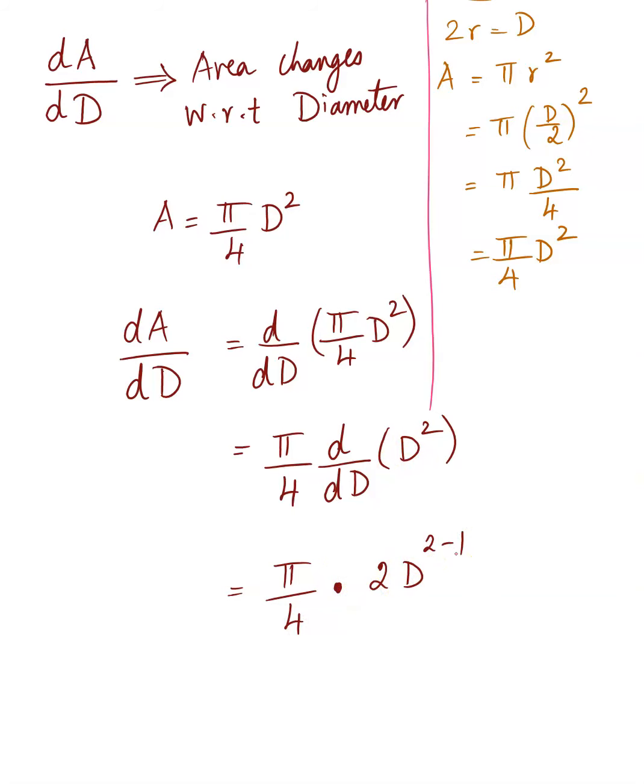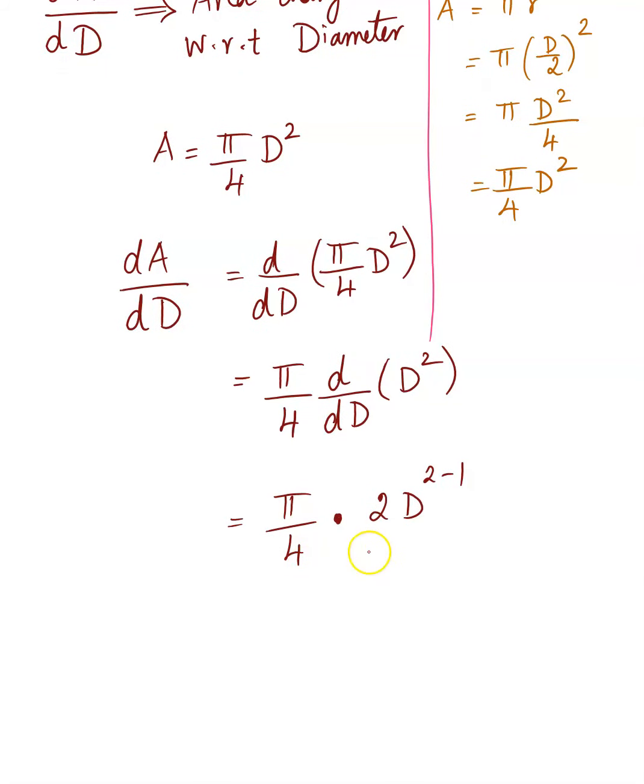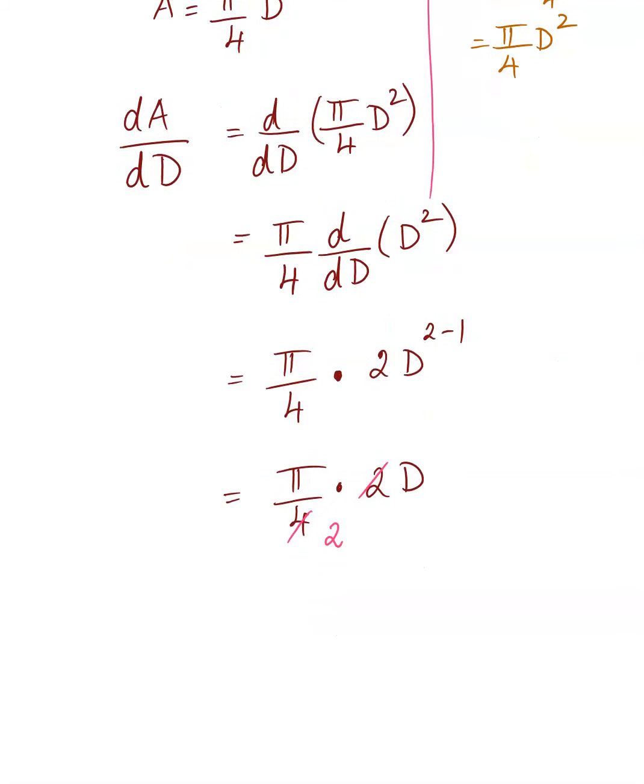You'll have to adjust your mindset here to reflect the different variable we have. So don't get too fixated on the x variable. This is the same as x power n, so the derivative of that will be n times x power n minus 1. Instead of x, we have D. All right, so that's pi over 4 times 2D, and then simplify this. I'm again going slowly just because I want you to get used to the new variable we're using here. And that will be pi D over 2. This is your derivative of A with respect to D.